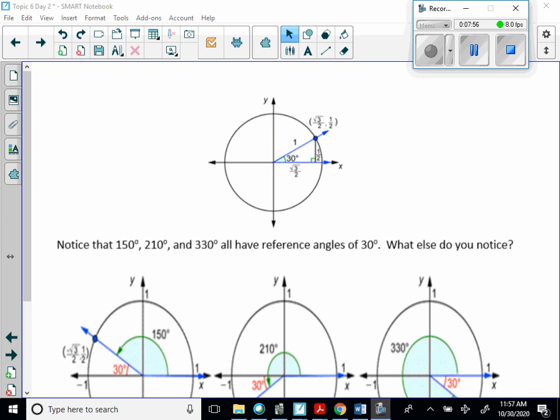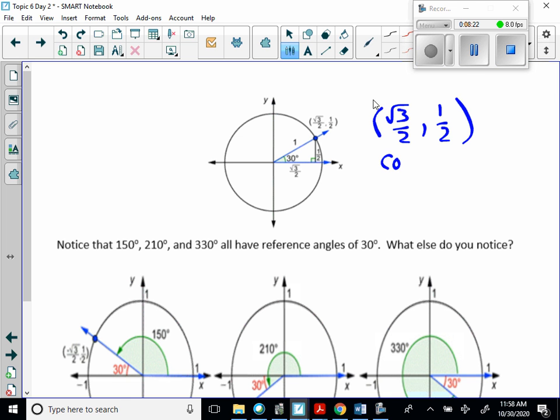So now our focus is going to be building all the ordered pairs for the unit circle for the special angles that normally have a reference angle of 30 degrees, 45 degrees, or 60 degrees. From yesterday's notes, we know that 30 degrees had an ordered pair of root 3 over 2 and 1/2. We know this was the cosine value of 30 degrees, and this is the sine value of 30 degrees. Okay, so we want to use our reference angle to be 30 degrees.